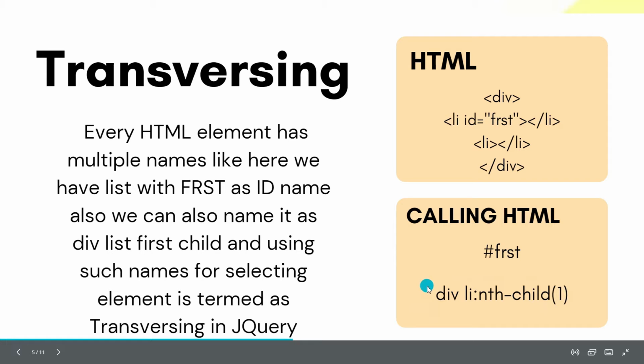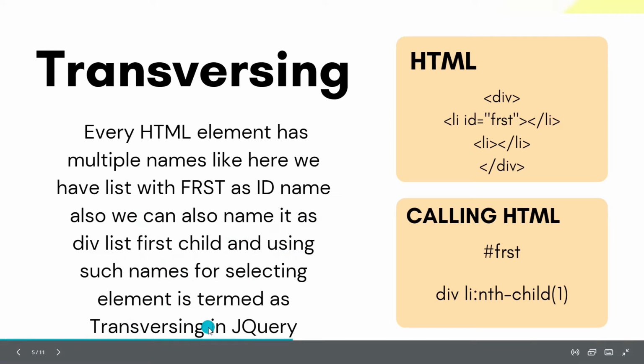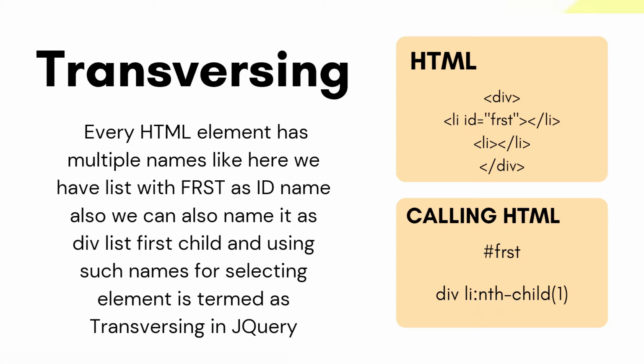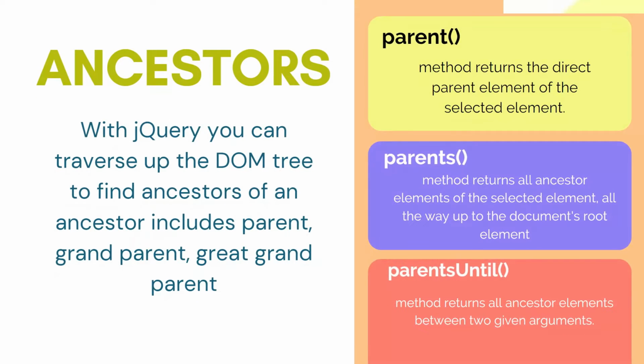And this method is termed as traversing. Means every HTML element has multiple names, like here we have a list with first as the id name, and we can also name it as div li first child. Using such names for selecting the element is termed as traversing in jQuery. Yes, using these names we are able to find a specific element, and this method is termed as traversing in jQuery.